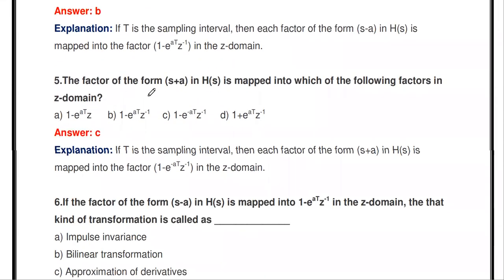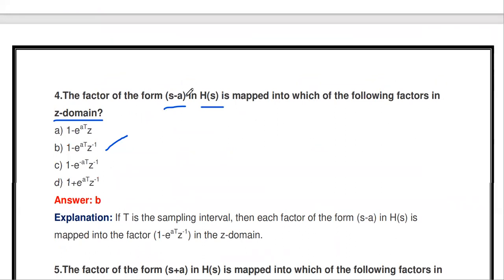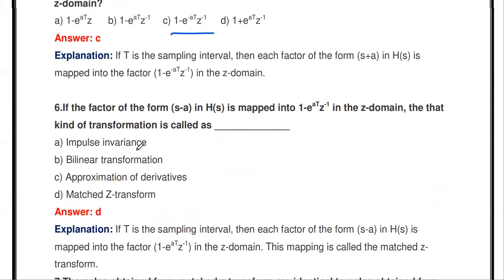Similarly, the next question: the factor of the form S plus A in H of S is mapped into which of the following factors in the Z domain? Here it is 1 minus e power minus AT Z power minus 1. So you see the difference. If S plus A, then 1 minus e power minus AT Z inverse. In the previous question, S minus A gave 1 minus e power plus AT Z inverse. So the poles are mapped in the Z plane like that.